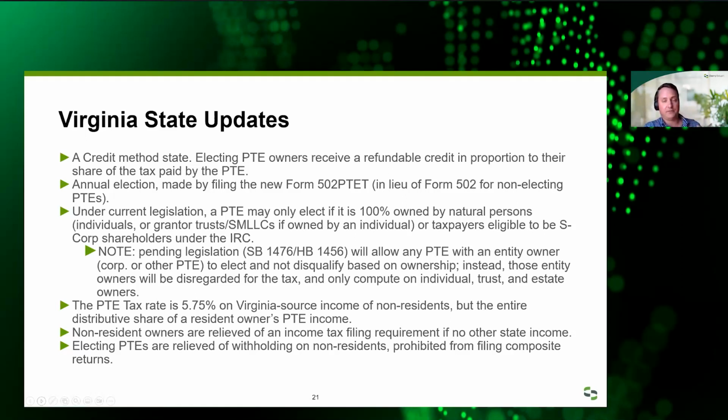Otherwise, non-residents would be relieved of a filing requirement. Virginia is another state where they would compute the tax on that entire undistributed share of income for Virginia residents, and then it would just be Virginia sourced apportioned or allocated income for non-residents.